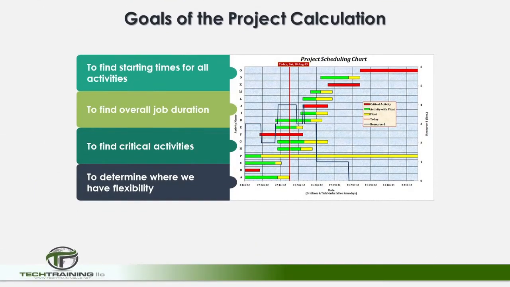The project calculations will assist the CM in finding the start times for all activities. It will also find the overall project duration, and it determines critical activities, which allows us to find the critical path. Critical path activities are those activities that must be completed on time or the entire project duration is impacted.